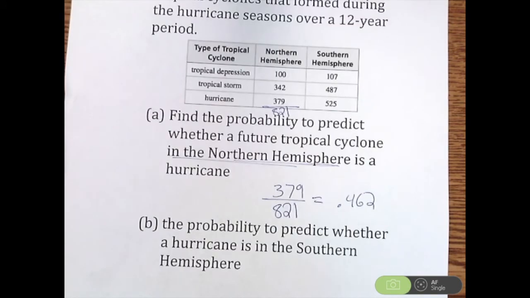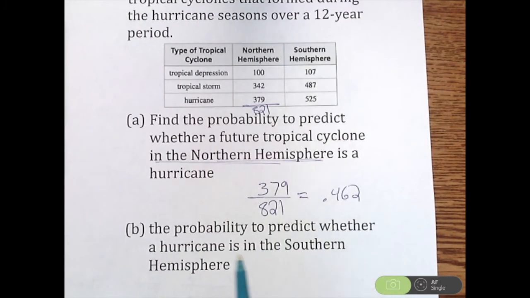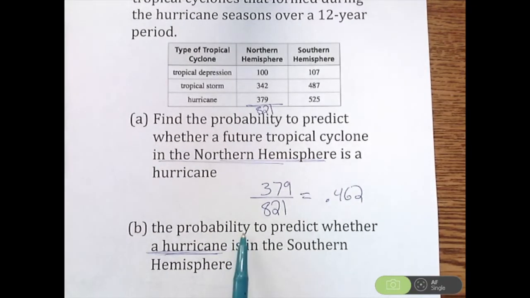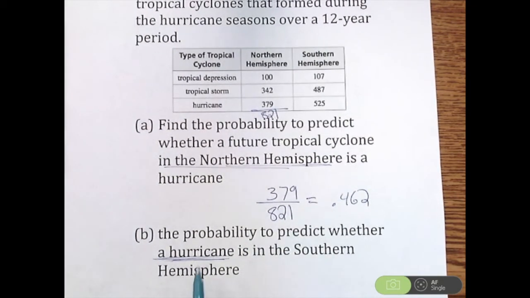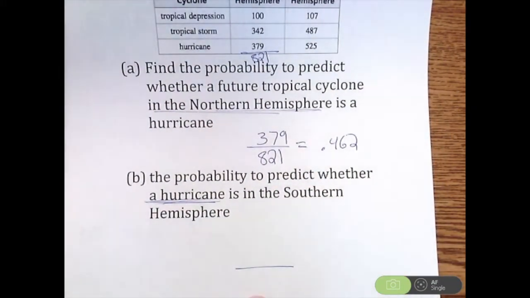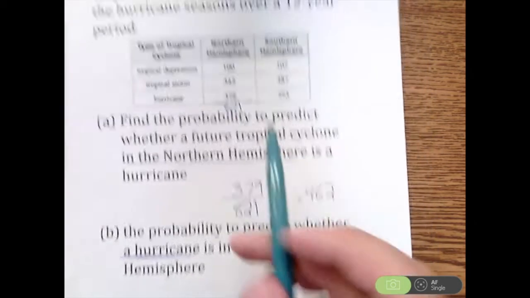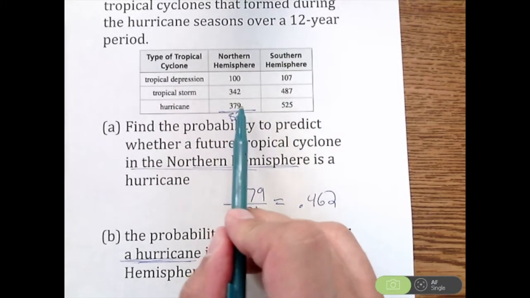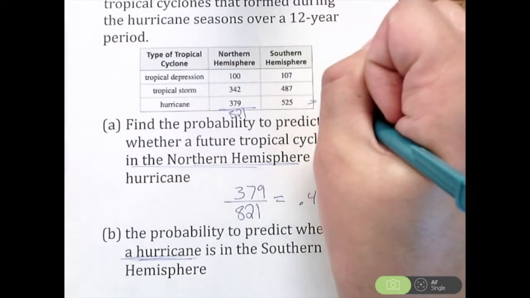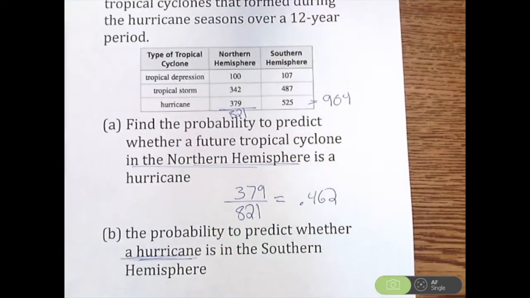So looking at this second one here, it says find the probability to predict whether a hurricane is in the southern hemisphere. So kind of the same deal. They tell us we're starting with a hurricane and give us the probability it is in the southern hemisphere. So I want to know, how many total hurricanes am I dealing with? And up top, I'm going to put my hurricanes that are in the southern hemisphere. Well, the amount of hurricanes I have is 379 in the northern hemisphere, 525 in the southern hemisphere. If you add those together, that is 904.